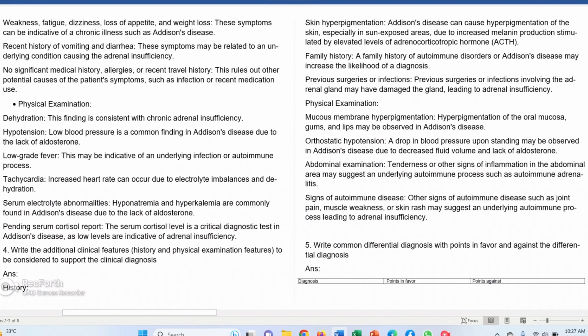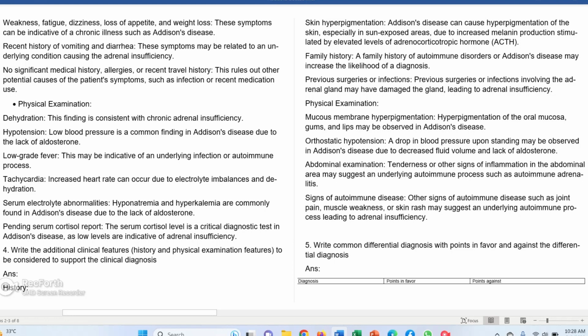Now what will be the other clinical features that support the diagnosis? That will be skin hyperpigmentation. Addison disease can cause skin hyperpigmentation, especially in sun-exposed areas, due to increased melanin production stimulated by elevated levels of adrenocorticotropic hormone. Family history. Family history of autoimmune disorder or Addison disease may increase the likelihood of the diagnosis. Previous surgery or infection involving the adrenal gland may have damaged the gland, leading to adrenal insufficiency.